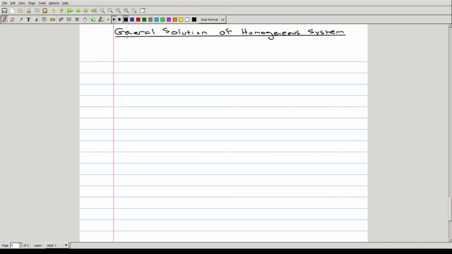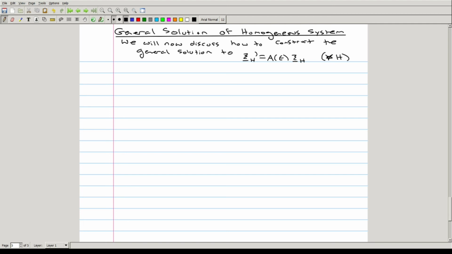In this part of the lecture, we will now discuss how to construct the general form, the general solution to the differential equation xi h prime is equal to A of t times xi h, which in the notes below I'm going to denote as star h for the homogeneous part of star.